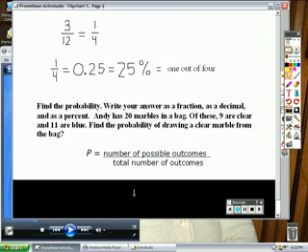We can use the probability formula to come up with this. In the numerator, that's the number of possible outcomes. The possible outcomes are 9 because we would like to have 9 clear marbles. The total number of outcomes is 20. That is the total number of marbles that is in the bag.